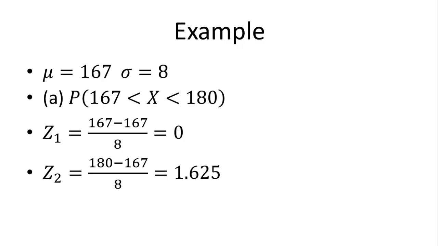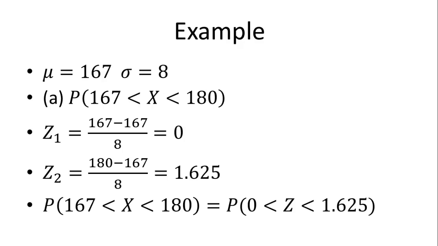Exactly 1.625. If it was more, we would still round to 3 decimal places because we can only look up 3 decimal places in the normal distribution table. So what we're saying here is that the probability x, which is the height, is between 167 and 180, is the same as a z-score between 0 and 1.625.